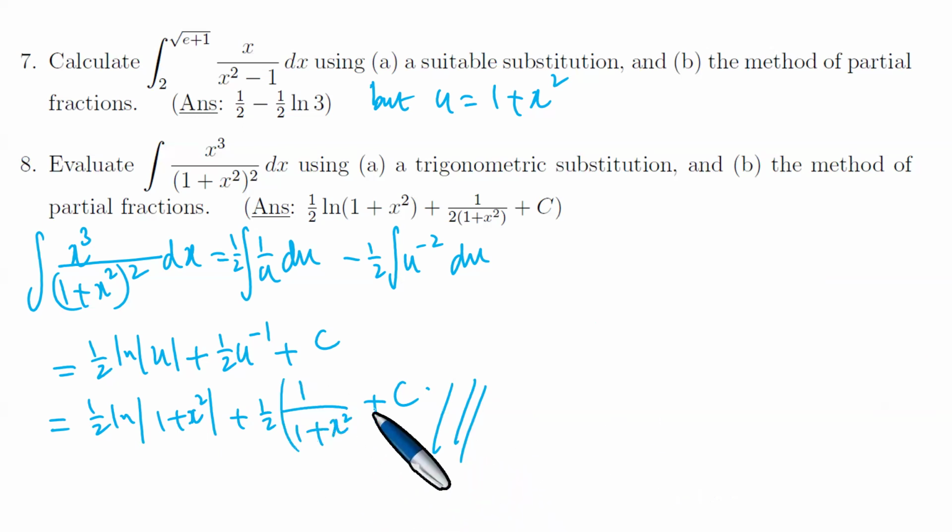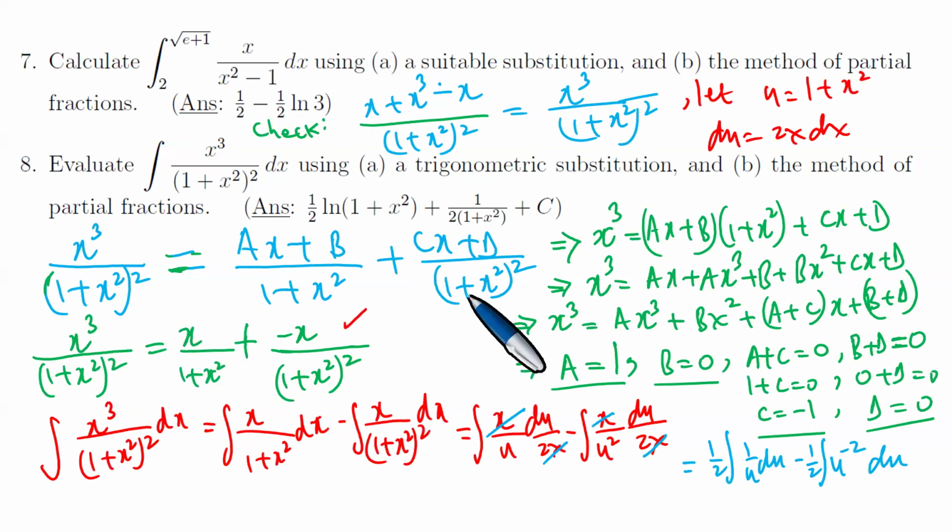And this answer is just the same as this, just the same as that. And this is the correct answer. And this here concludes problem number 8 by using partial fraction decomposition. Take a look at how we performed the decomposition process of the x cubed over 1 plus x squared squared: Ax plus b divided by 1 plus x squared, plus cx plus d divided by 1 plus x squared squared.